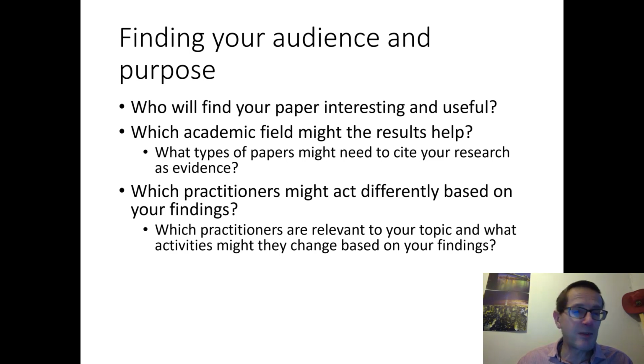And so academic fields give you one sort of audience. Another sort of audience is the practitioner. So this isn't relevant to all social sciences, but I think most social sciences have relevance to practitioners. So in terms of the purpose of your study, you can ask which practitioners might act differently based on the findings of your study. So, okay, you don't know what the findings are, but you might think, if I get interesting findings, how will that affect what practitioners do? So you need to think about which practitioners are relevant to my topic, and then what activities might they change based on the findings.